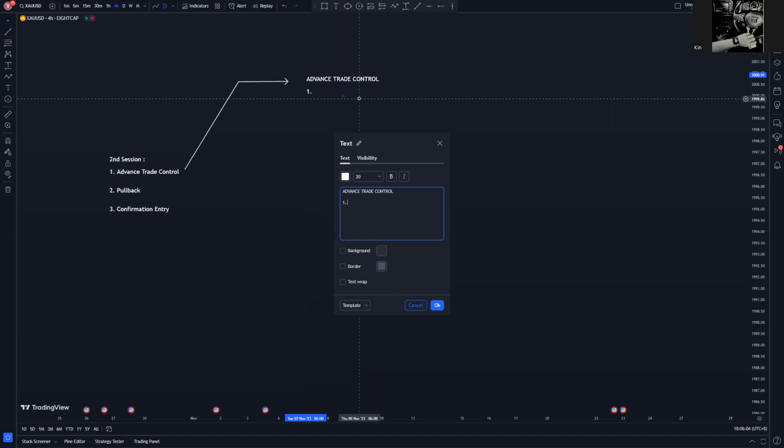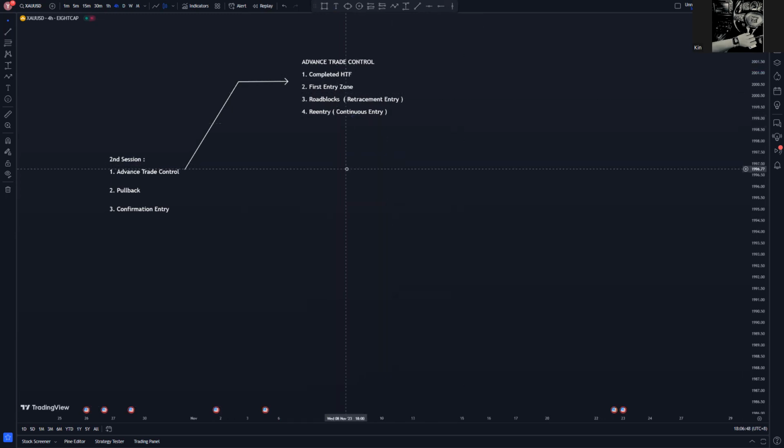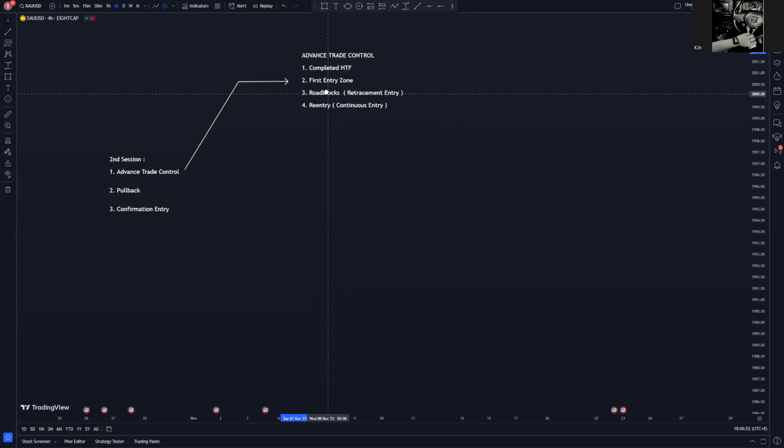The first one we have the completed higher time frame, and the second one we have the first entry zone, and the third one we have roadblocks, which we can call our retracement entry, and then the fourth one we have re-entry, or we can call it our continuous entry. All right. For now, I am going to explain to you guys with the drawing.